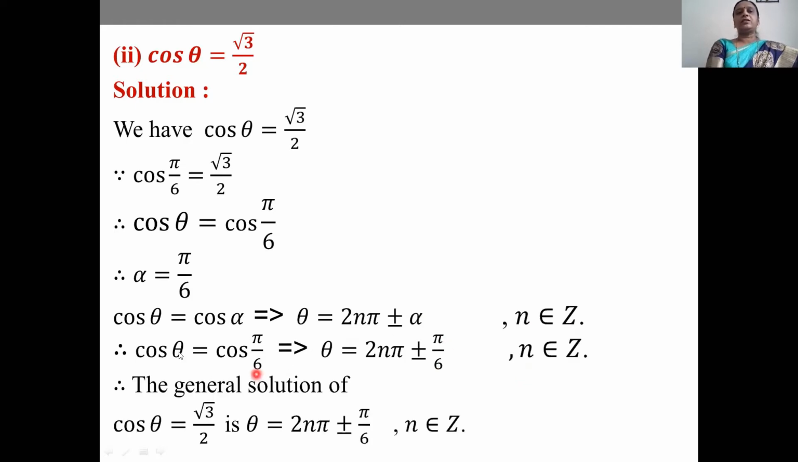This cos theta is equal to cos pi by 6 is nothing but our problem cos theta is equal to root 3 by 2. Therefore, you write down the general solution of cos theta is equal to root 3 by 2 is theta is equal to 2n pi plus minus pi by 6, n belongs to z. In this way, if we know the formula for finding the general solution, then it is very simple. In my previous lecture on general solutions, I have given all the formulas.